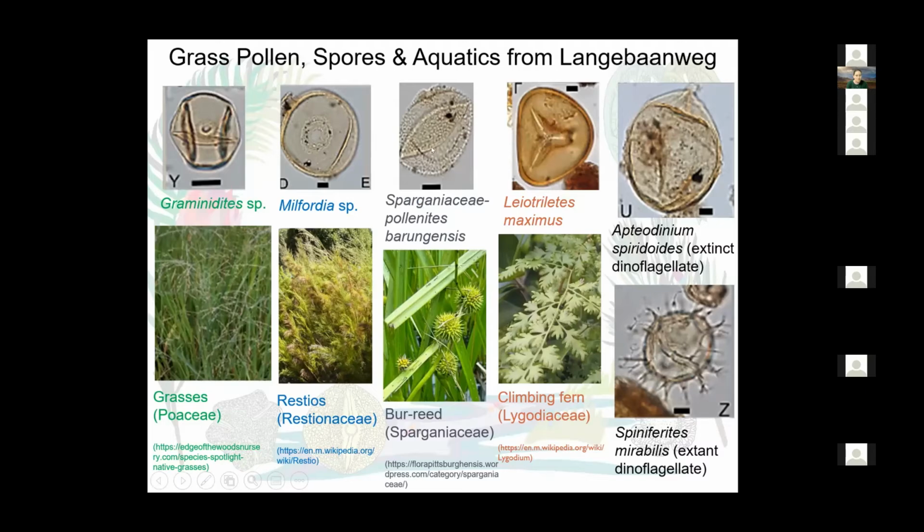We've also found pollen grains of Sparganiaceaepollenites barungensis, which is a wetland taxa that is similar to the bur-reed and Sparganiaceae family. And we've also found spores of Lygodiumsporites maximus, which can be compared to spores of the modern climbing fern or the Lygodiaceae family. And we've also found dinoflagellate cysts of Apteodinium spiridoides, which is an extinct dinoflagellate, and Spiniferites mirabilis, which is an extant dinoflagellate.